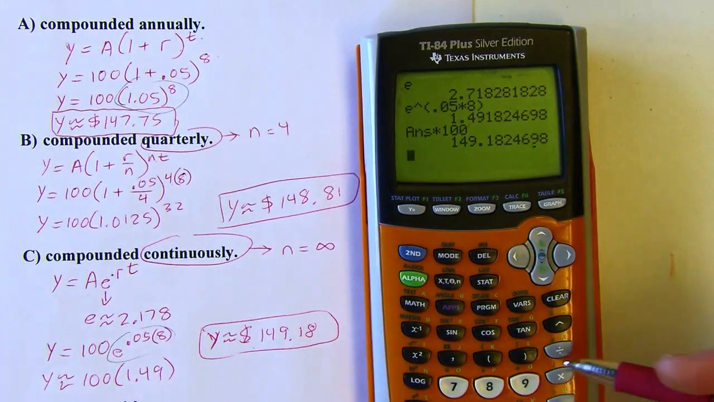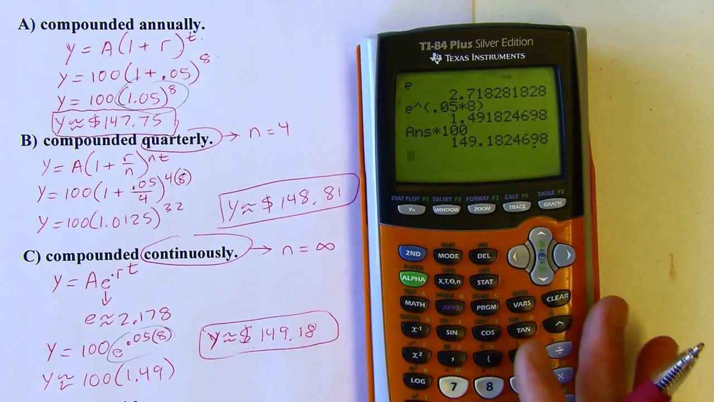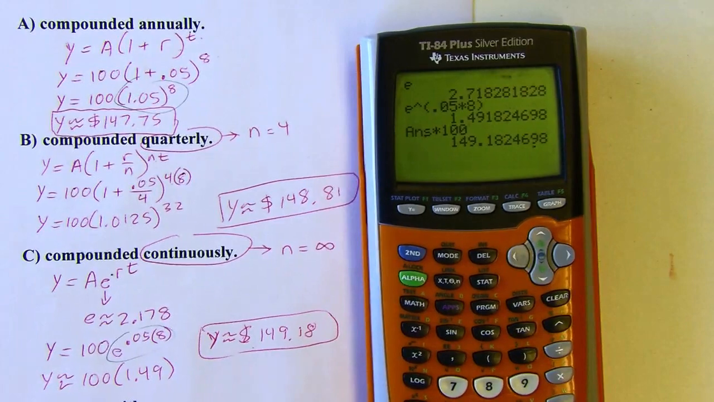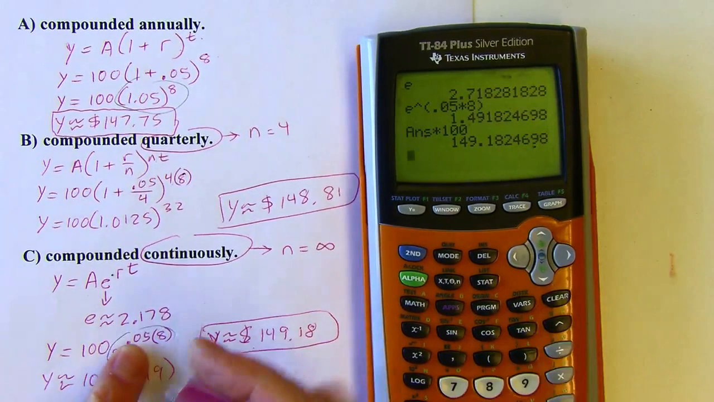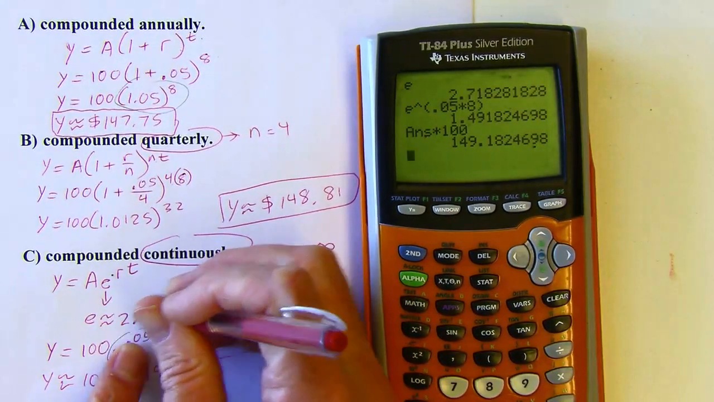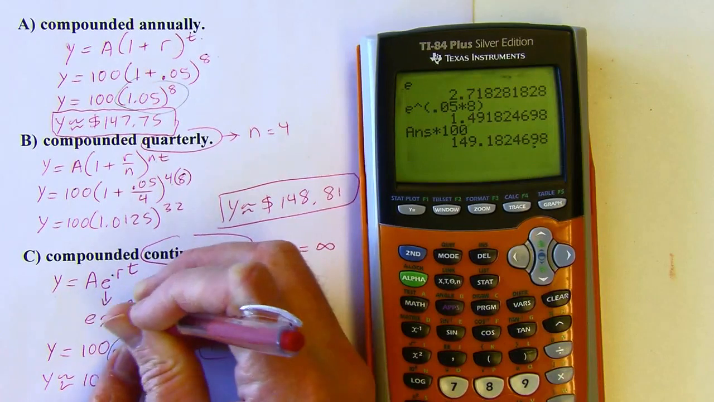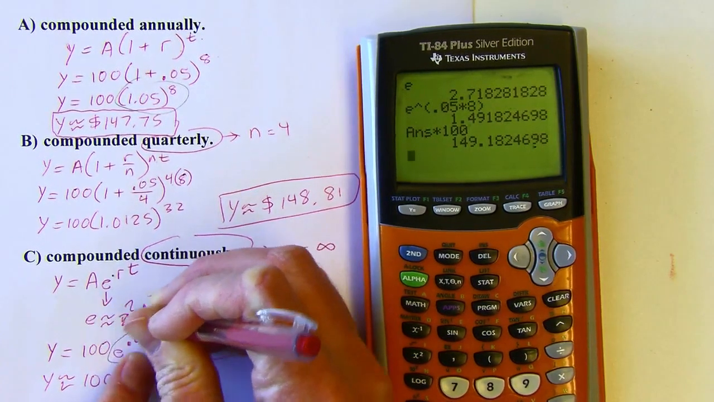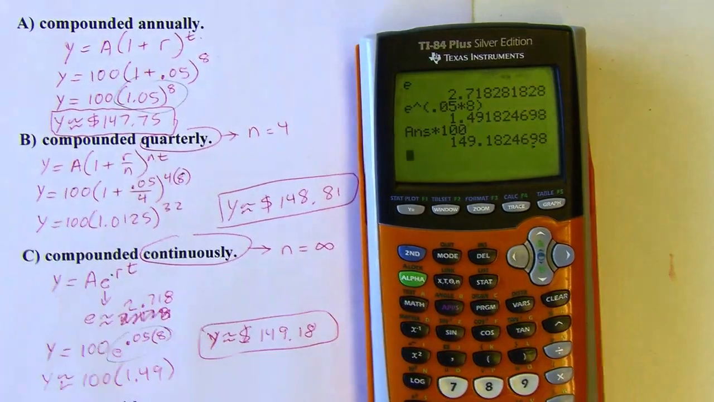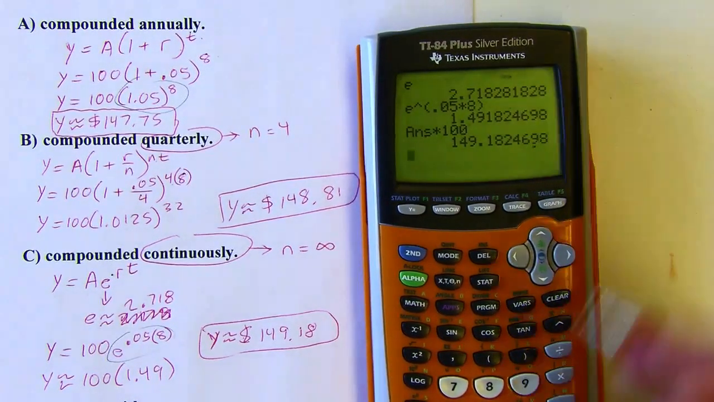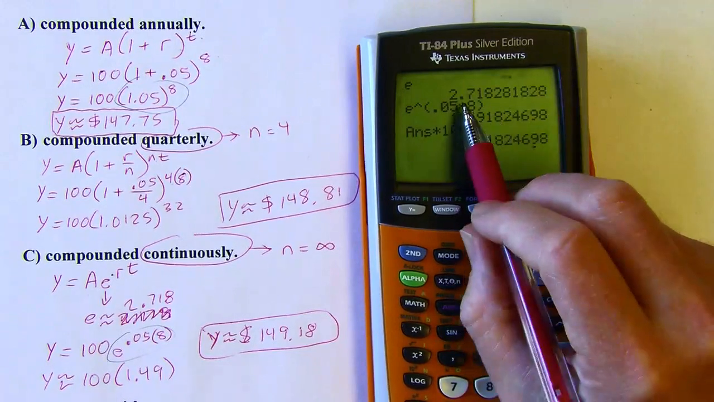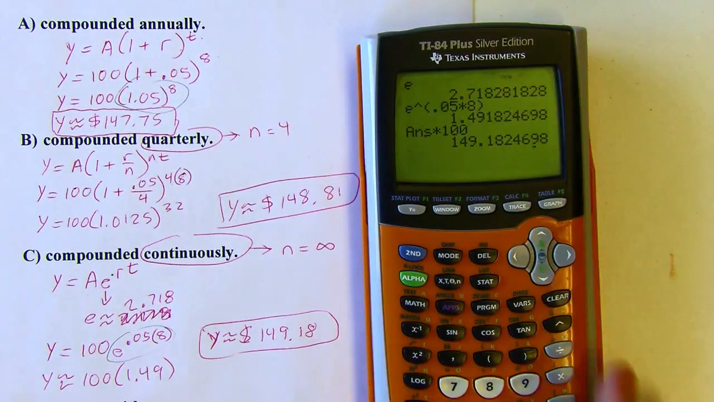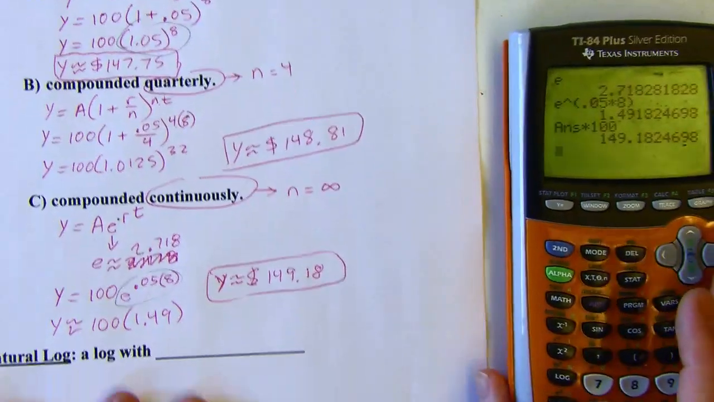to find the e. You can use 2.718. I put 2.178. Oops, this should have been 2.718. You can use that, and it'll get you close enough usually on money problems. But it's better to use the built-in e function. It's going to get you a more accurate answer.